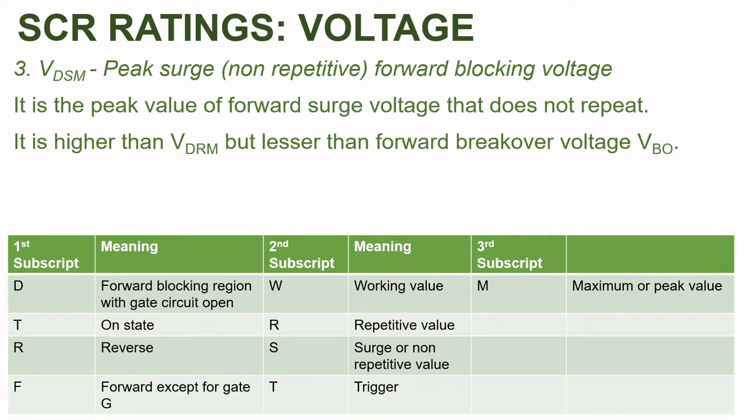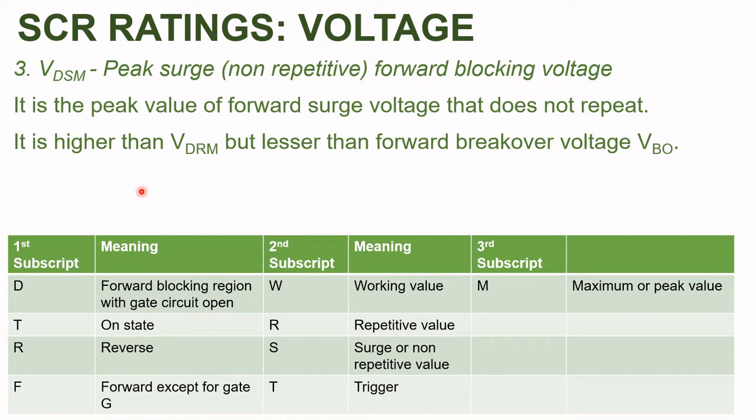It is defined as the peak value of forward surge voltage that does not repeat. SCR can block the peak surge voltage of the magnitude VDSM only once in its entire lifetime. If second time this surge appears, the SCR would not be able to block this voltage.